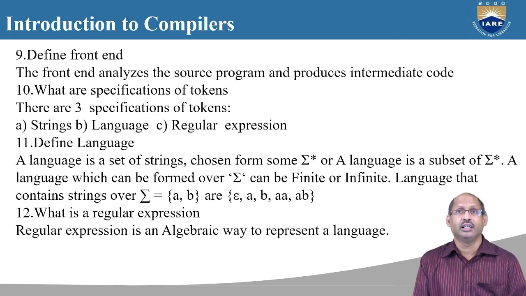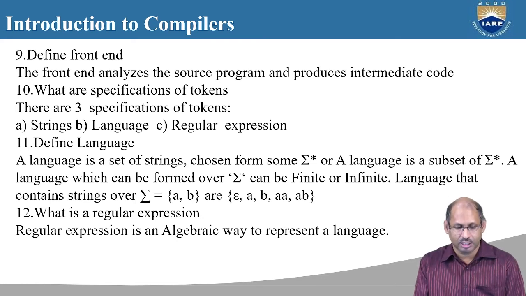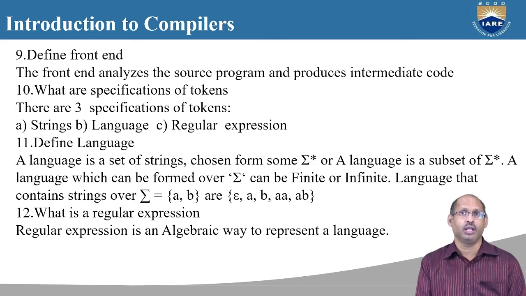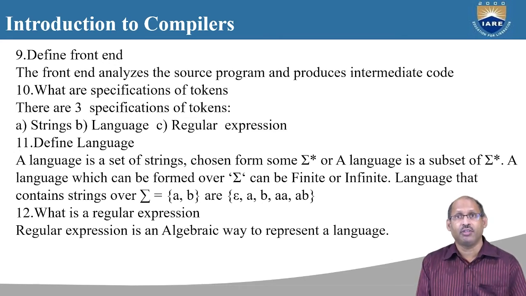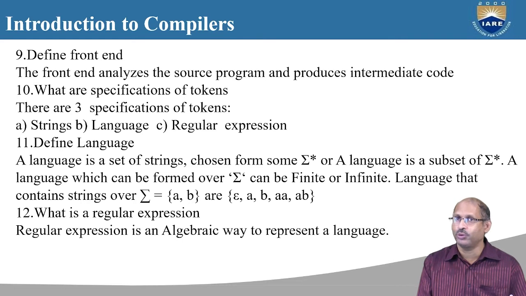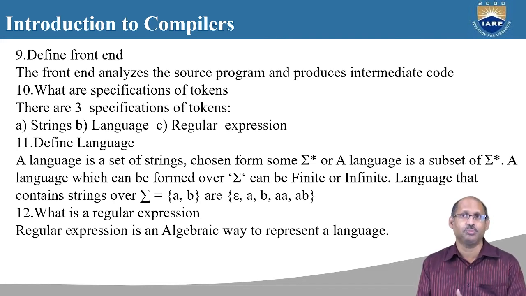Define front end. The front end analyzes the source program and produces the intermediate code. There are 6 phases of a compiler, divided into front end and back end. The front end consists of phases which convert the source program to the intermediate code, so that the intermediate code might be used or analyzed by other phases of a compiler.